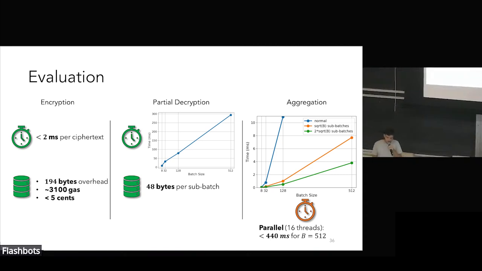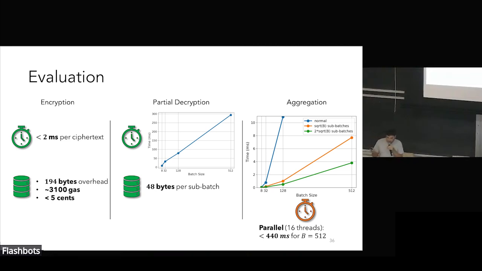Partial decryption is also rather efficient. This means that, for example, for large batches of size 512 transactions, the work that any individual committee member has to do can be carried out in less than 300 milliseconds. And the partial decryption size is also rather small. It's just one group element, which amounts to 48 bytes. So we have some room for adding more sub-batches here.